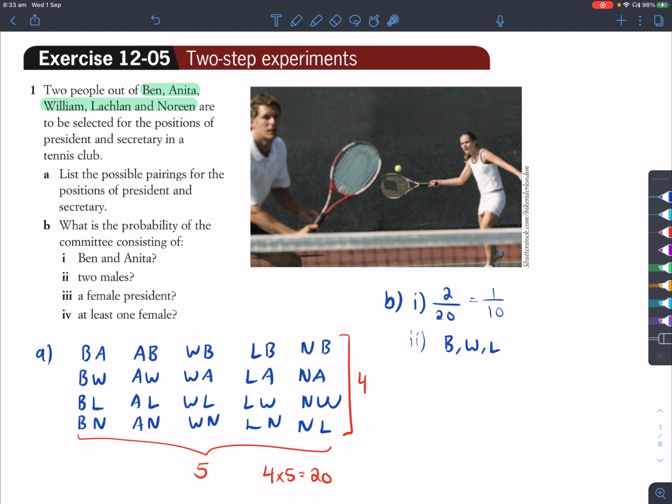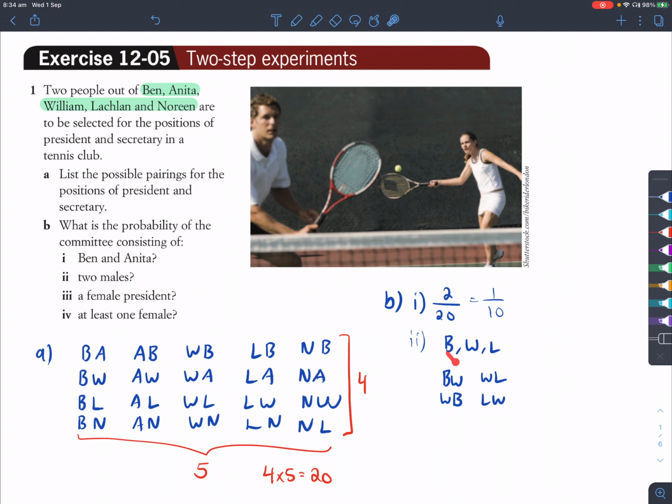you can list them out really easily by choosing the first pair. That's BW. Okay, then swap them around. That's WB. That's already 2 types of pairs now, where they're the same people, but they just have the different roles of president and secretary. Then you look at the next pair. So W and L, and swap them around. And then there's another 2.